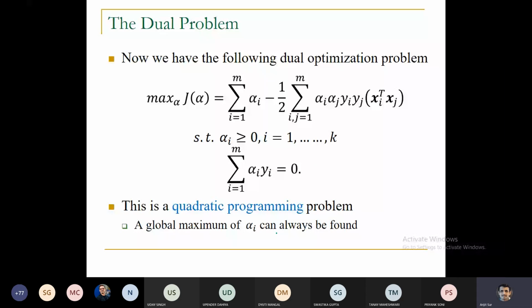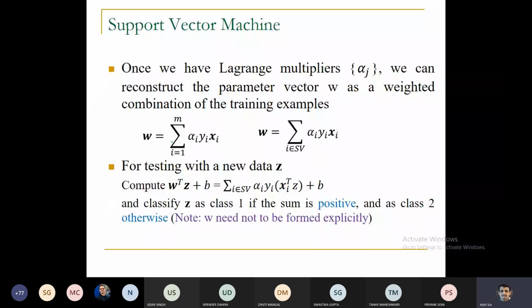Okay. So once we have the Lagrange duality solution for alpha i, alpha j, we can reconstruct the parameter vector W as the weighted combination of the training samples. So W is equal to the sum over i equals 1 to m of alpha i yi xi.